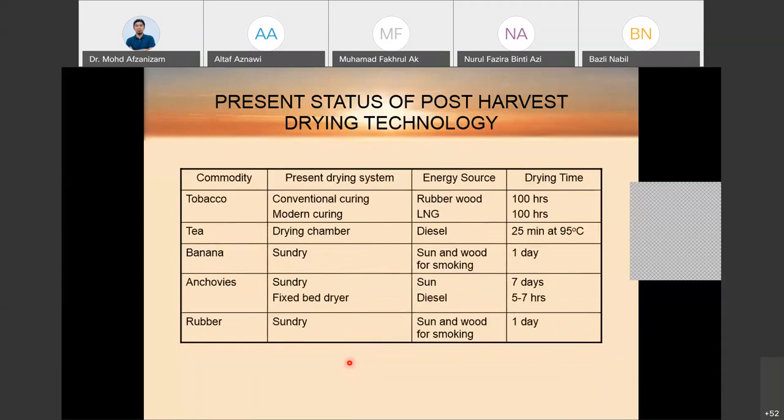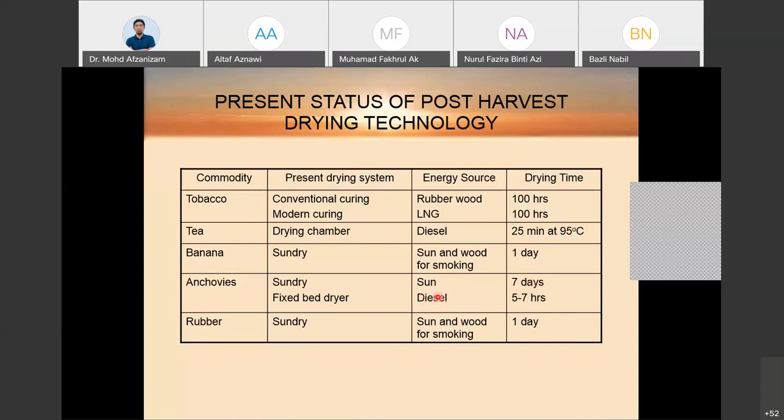Okay, so this is another sample of an agricultural product. 100 hours, 1 day, 7 days. So this one is considered a good day. Good day means that every day is not a rainy day, every day is a sunny day. So just imagine this. For sun drying, 7 days; for using diesel, 5 to 7 hours. So just imagine the shortening of this.